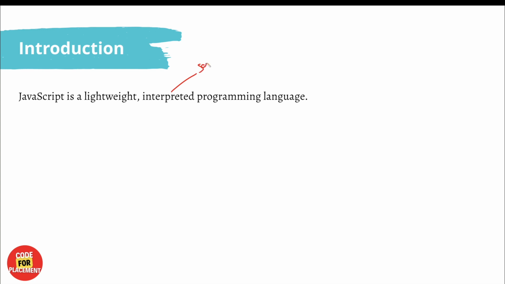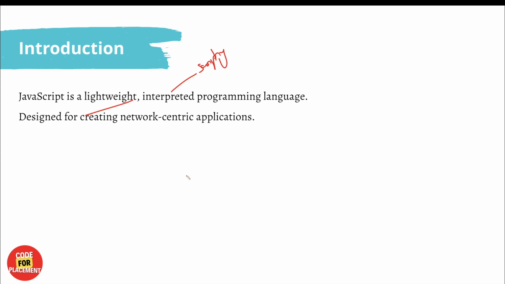So let's see. The first feature of JavaScript: JavaScript is a very lightweight and interpreted programming language, or we can also say a scripting language. So it is very lightweight when it comes to programming. It can run on any browser. We just have to write it and we can run it in the console. Later in the videos we'll see how we can do this.